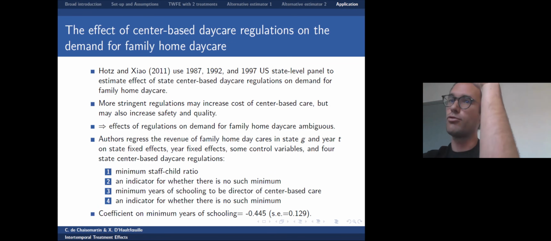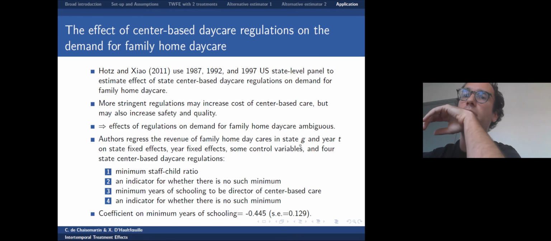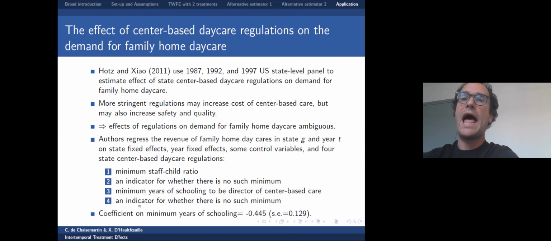And so they regress the revenue of family home daycares in state g and year t on state fixed effects, year fixed effects, some controls, and 4 treatments, which are center-based daycare regulations. So the minimum staff to child ratio, an indicator for whether there is no such minimum, the minimum years of schooling to be a director of a center-based daycare, and an indicator for whether there is no such minimum. And the coefficient on the minimum years of schooling treatment is negative and very significant.